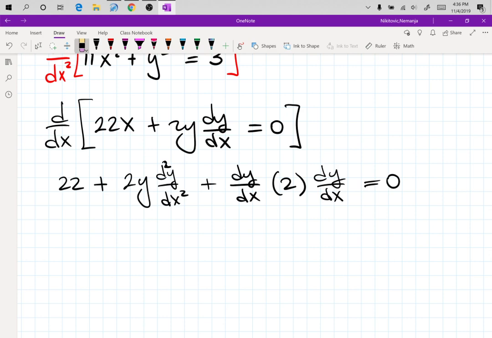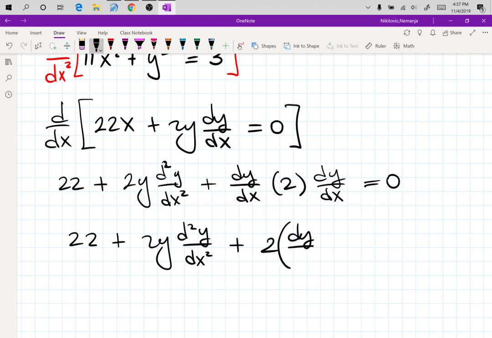But the notation here is going to be a little bit tricky for those of you who do not pay attention to detail, because this square here is only on d, and the square that we're going to have here is going to be on the whole thing. So that's going to be a little bit tricky. But we have 22 plus 2y d squared y dx squared plus 2 (dy dx) squared. These are not the same. This is the second derivative, and this is first derivative squared. It's completely different stuff.